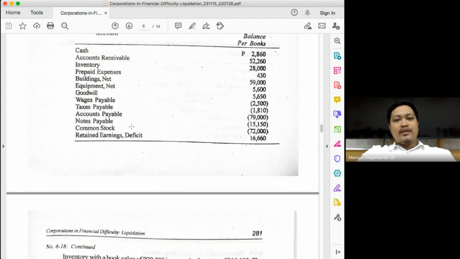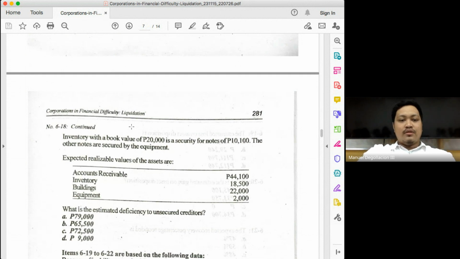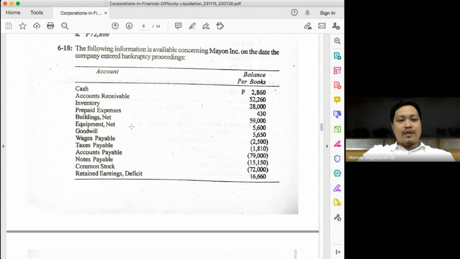So help me here. Cash 2,860, accounts receivable of 44,100, inventory of 18,500, buildings of 22,000, equipment of 2,000. I forgot about prepaid expenses. You're also expected to know, class, that its recoverable amount will also be zero. Normally, prepaid expenses, class, will not give you anything because normally they are not refundable and they are not transferable. You will forfeit whatever it is you have prepaid for.